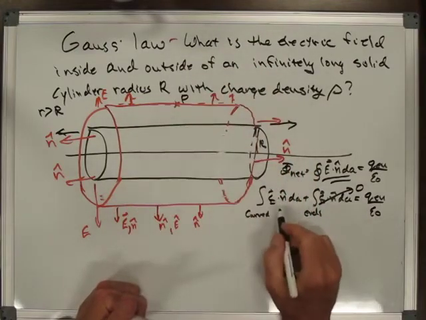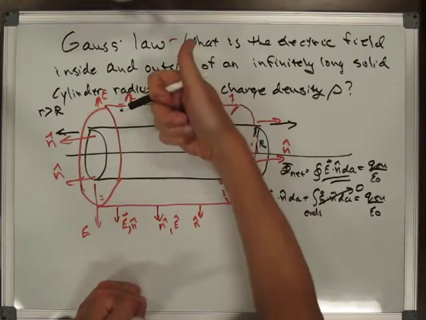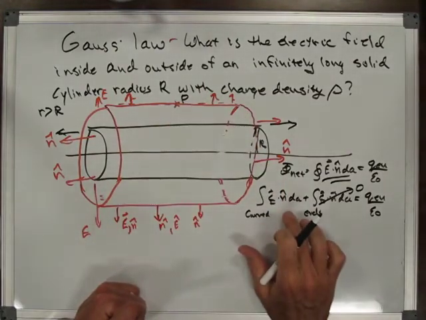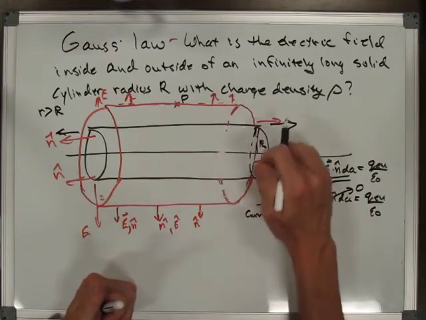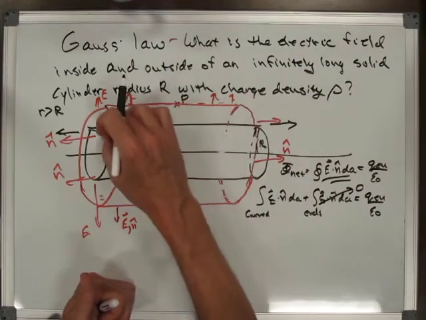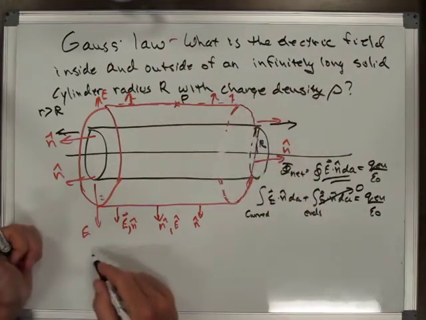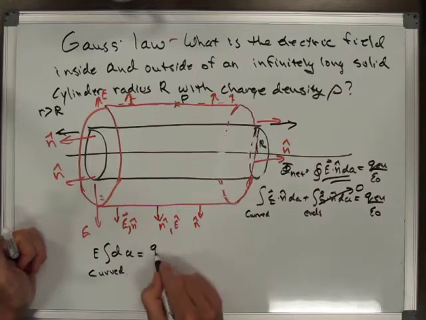By symmetry, first of all, they always point in the same direction, so that's just E times dA, right? Because the electric field and the normal vector always point in the same direction on the curved surface. And by symmetry, the fact that every point on the red cylinder looks the same as any other point on the red cylinder, because it's just above another cylinder by the same distance, the electric field has to be constant over this curved surface. And so what we get here is E times the integral of dA over the curved part is Q enclosed over epsilon naught.